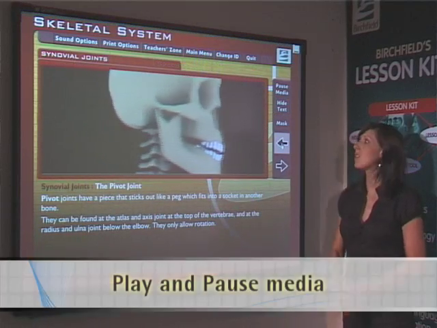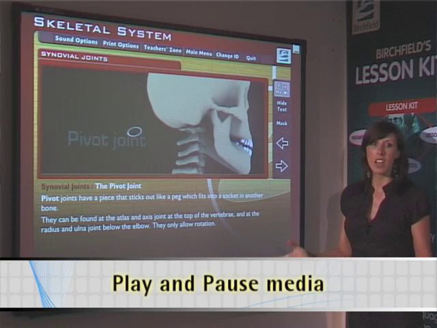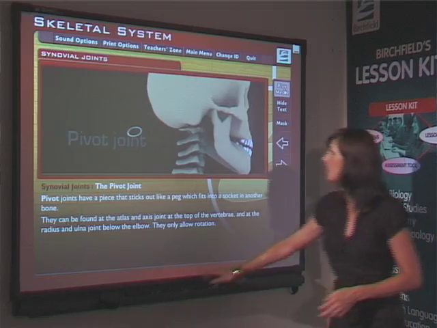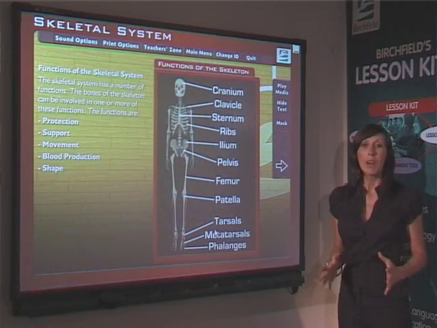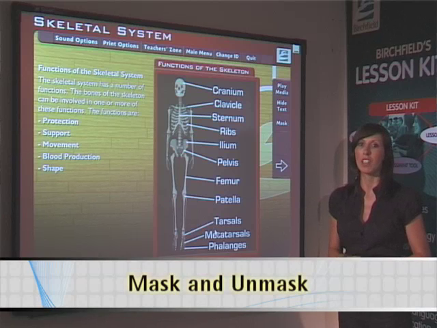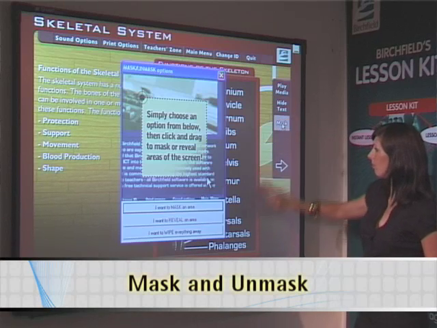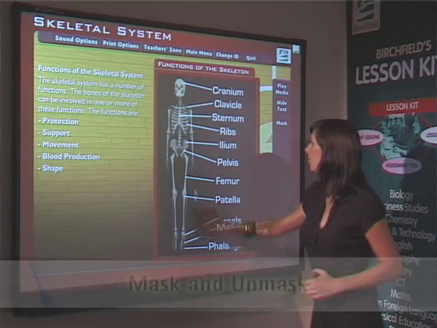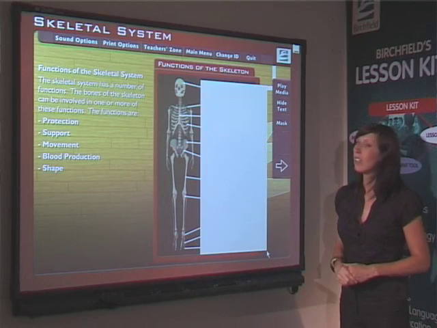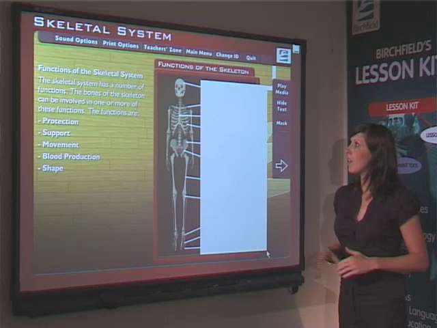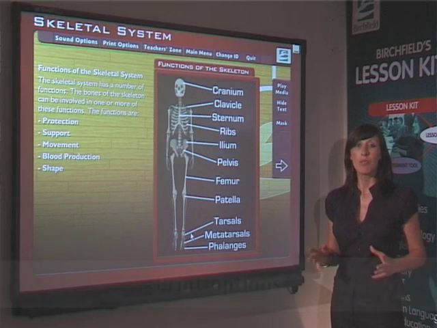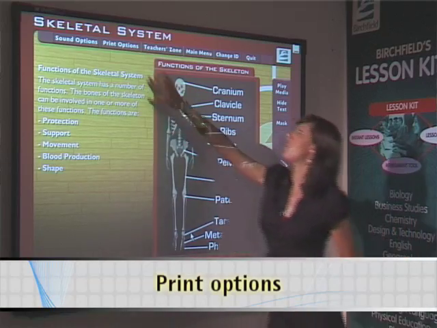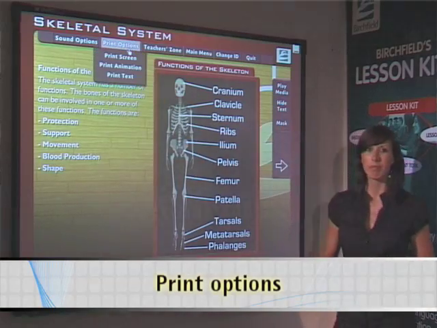You also have the option to play and pause media. This is ideal if you've got a whiteboard, as you can turn any animation into a labelling activity. The mask feature allows you to mask any part of the text or animation. This allows you to hide any part of the screen for you to test your students. The print button offers you a variety of different print options.